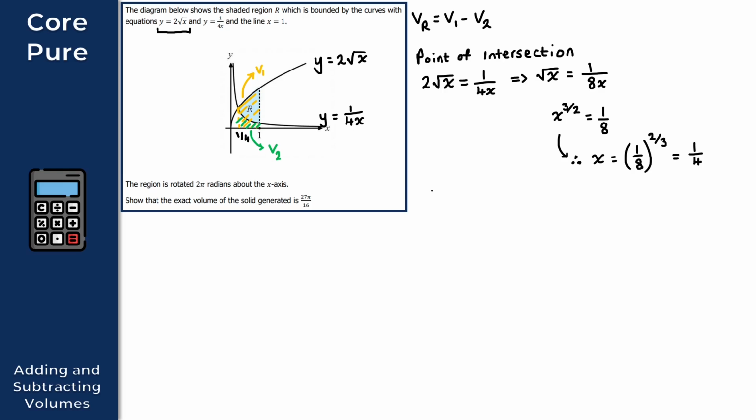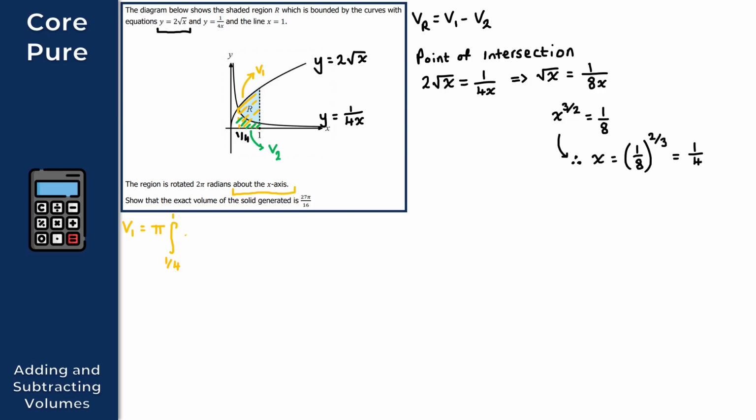So let's start by finding this first volume, V1. Let me do that in the same color just so you can see how this matches up. In fact, let me do it underneath here just so I've got a little bit more room. So V1 will be equal to pi times the integral, and don't forget our limits here are 1 over 4 and 1. Now, because we're rotating about the x-axis, we now integrate y squared with respect to x.